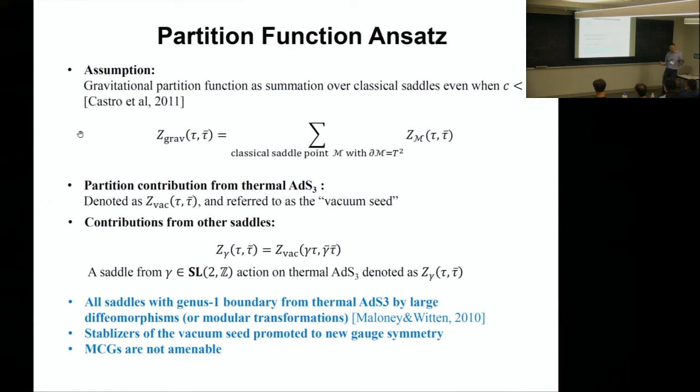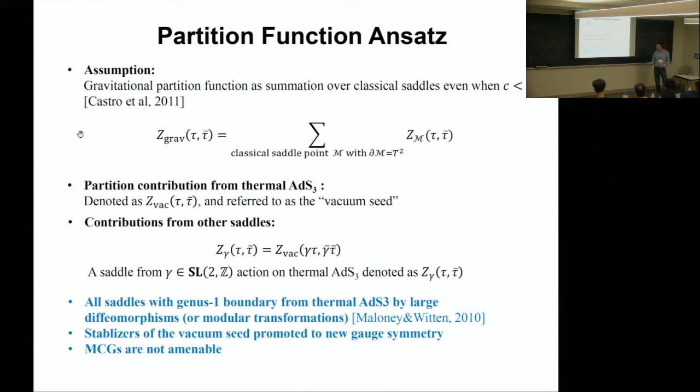And there are two things here I want to mention. One is we made another assumption, which is about the action here. Suppose you have a mapping class group element which fixes the vacuum seed. Then we throw this into a new gauge symmetry, so we kind of enlarge the gauge symmetry. Okay, so the stabilizer is considered a new symmetry. And the second, this last one is not an assumption. The last one is a comment: if you think about this, you want to say, okay, now you can just do the sum over the mapping class group.